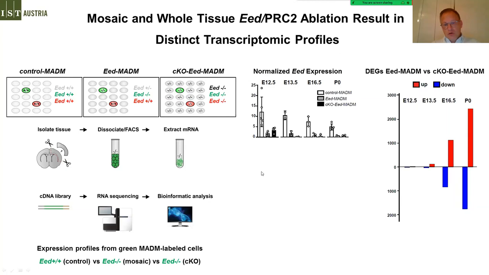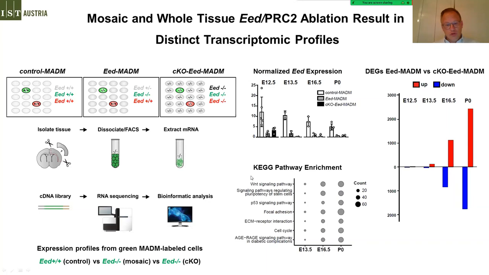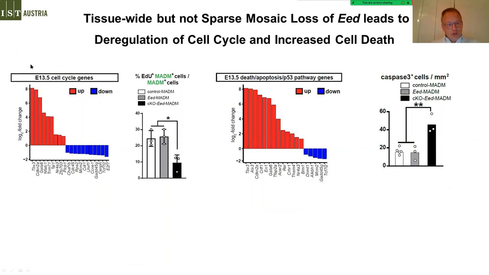Now, if you look at what these genes are, they fall into very broad categories, such as Wnt signaling pathways and others. But then we also noticed there's a P53 signaling pathway and cell cycle. And this is of course more interesting. So we wanted to assess this a bit more broadly, and we saw there's a bunch of cell cycle genes that are up and down regulated, as are cell death and apoptosis genes.